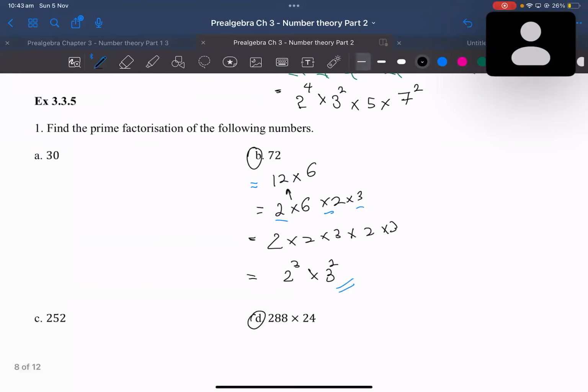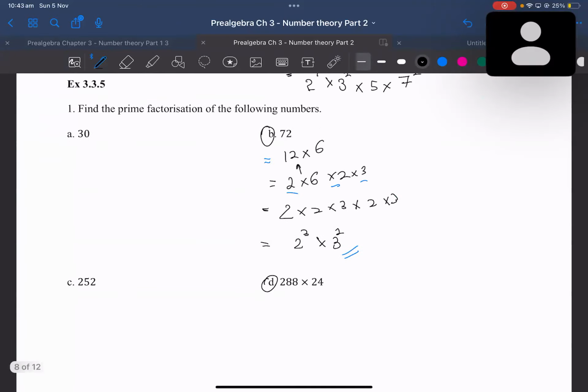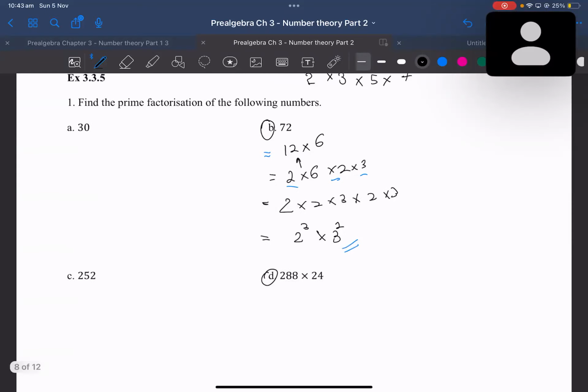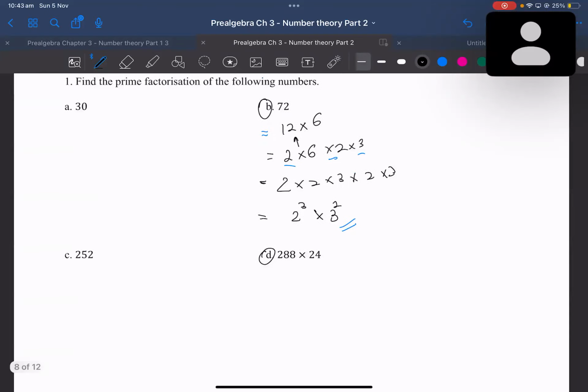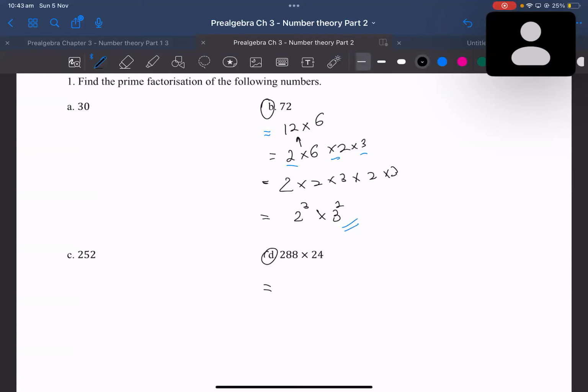Right, and D, we'll go through that one now. But for D, actually, I'll put the answers of A and C afterwards. D is 288 times 24. So let's break down 288 first. 288 is 12 times 24. Yep. And 24 is 6 times 4. Very good. So it's broken 288 down to 12 and 24, and 24 is 4 times 6. Well, then do this along with this.